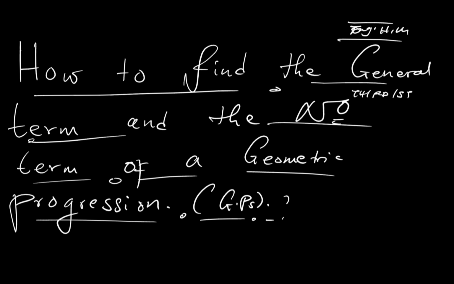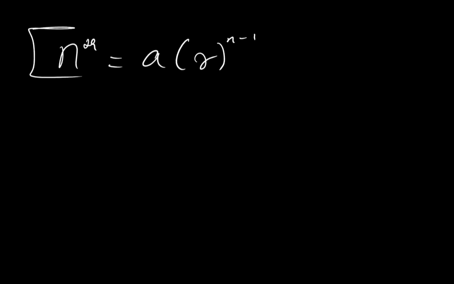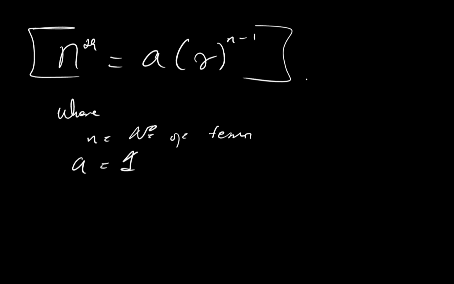Now, when it comes to a geometric progression, there are certain things you need to understand. For instance, if we've been told to find the general term, we need to understand that the general term is found by using the formula nth term equals a(r^(n-1)). This is the formula we use for the general term or finding the number of terms. In this case, n represents the number of terms, a represents what we call the first term, and r is called the common ratio.